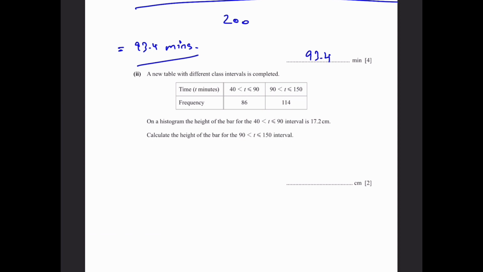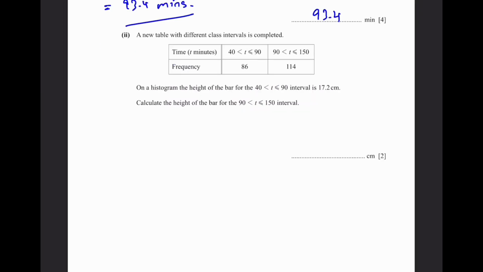2. A new table with different class intervals is completed. On a histogram, the height of the bar for the 40 < t ≤ 90 interval is 17.2 centimeters. Calculate the height of the bar for the 90 < t ≤ 150 interval. So first let's calculate using the formula height equals frequency divided by class width. So class width is the difference between lowest and highest number. Frequency is, well, the frequency. So height is equal to 86 by 90 minus 40, 50. And when you calculate, we get 1.72 centimeters.